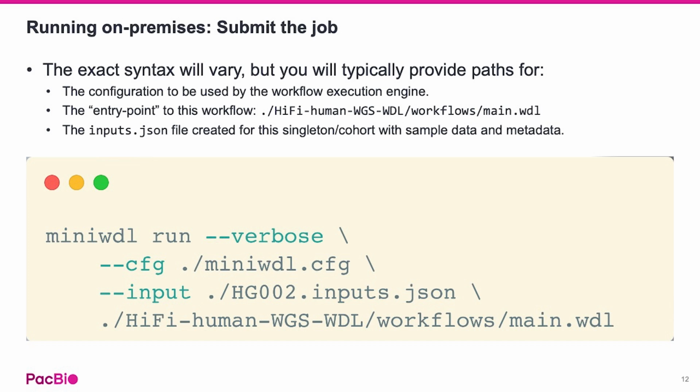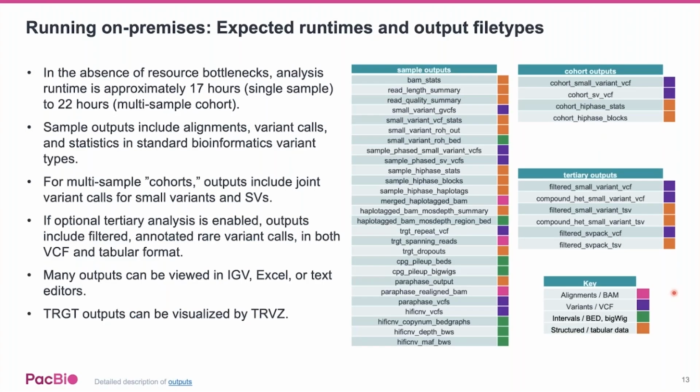It'll look a little different for Cromwell, and this inputs line is going to vary on every run with your new input data. On a high-performance computing cluster with sufficient resources such that there are no bottlenecks, analysis time for a singleton is around 17 hours, and for a multi-sample cohort, around 22 hours.